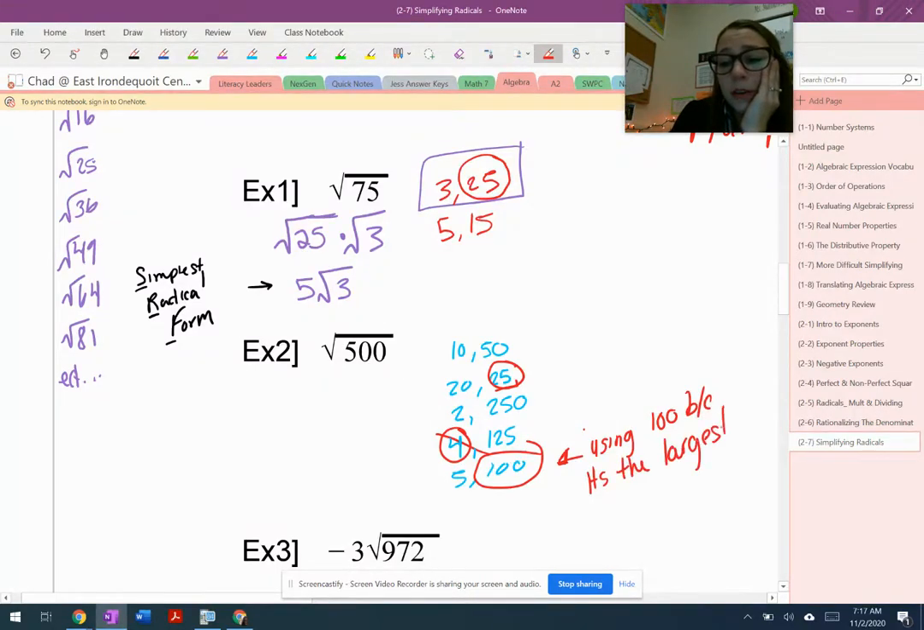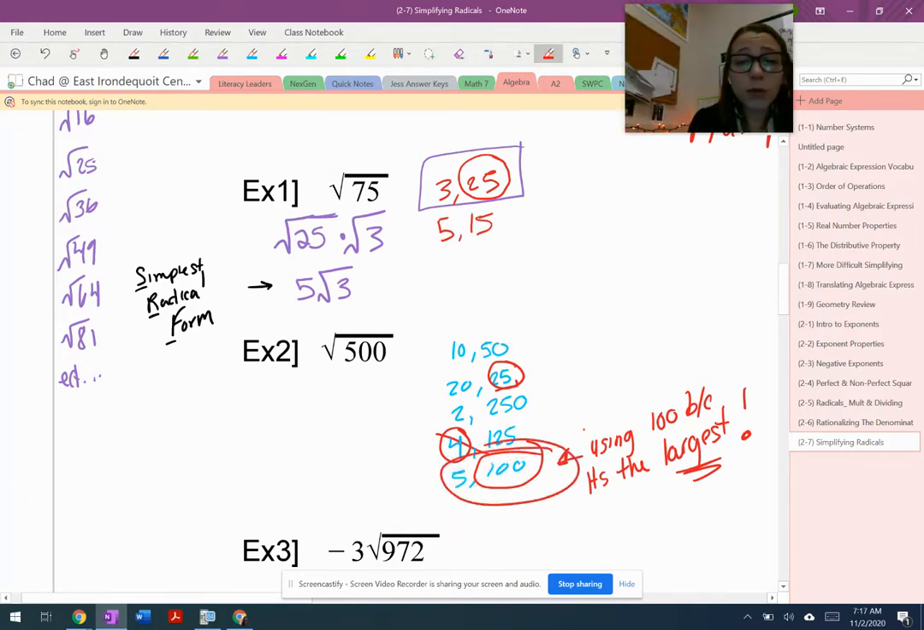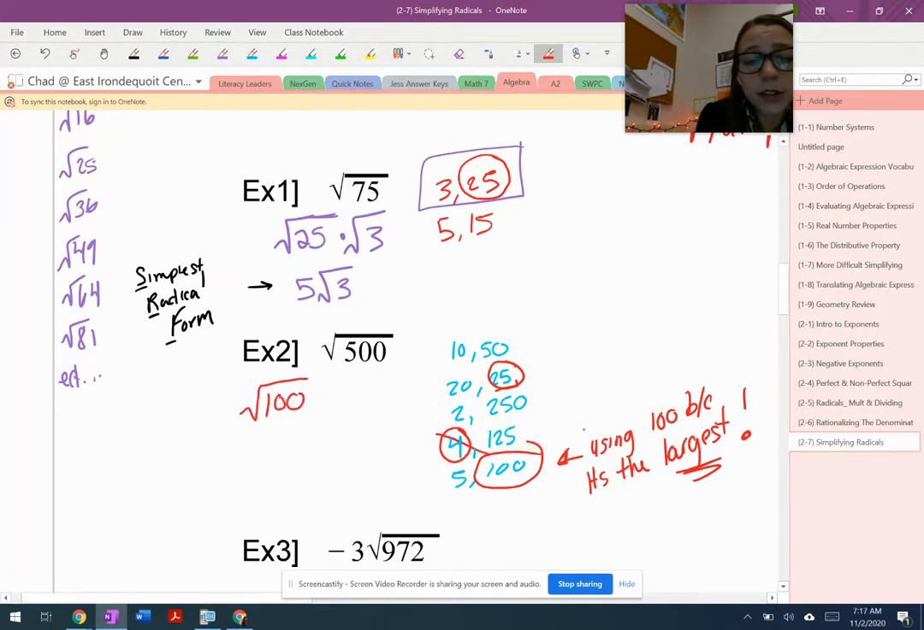And remember, our notes told us we were looking for the largest perfect square factor. So we're going to use that 100. Just like I did above, I'm going to break up the square root of 500 into the square root of 100 times the square root of 5. Only one of them should come out to be a nice normal whole number, and that is the square root of 100 because that's a perfect square, and that is 10.